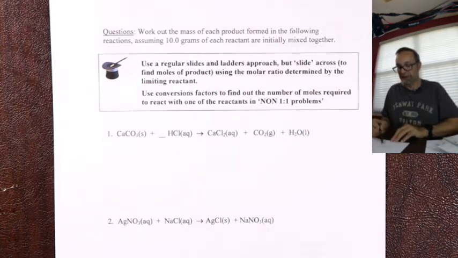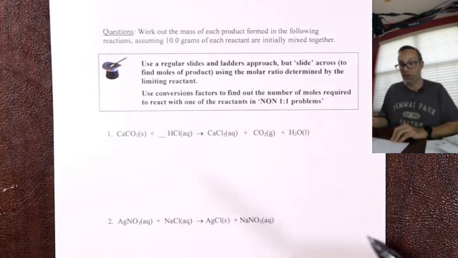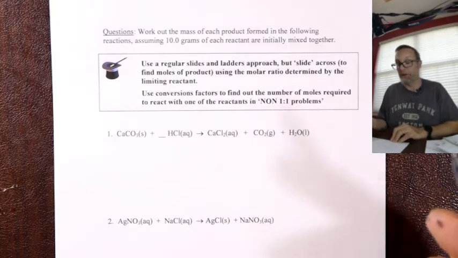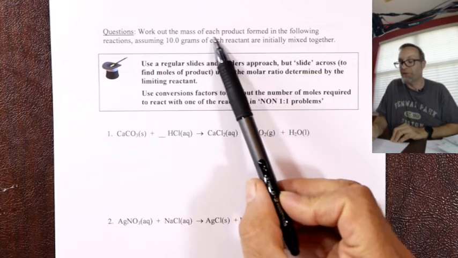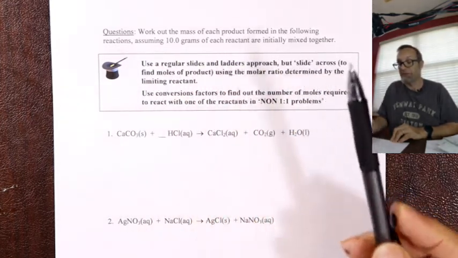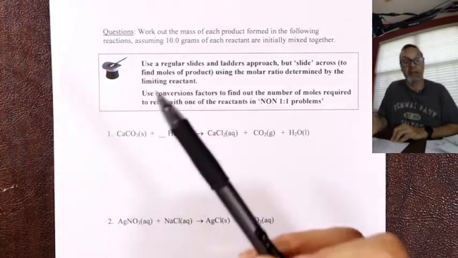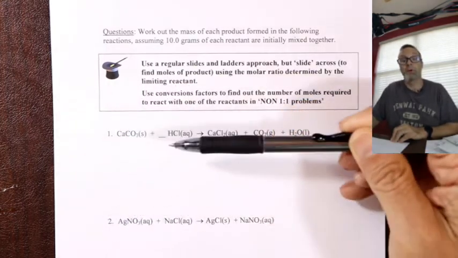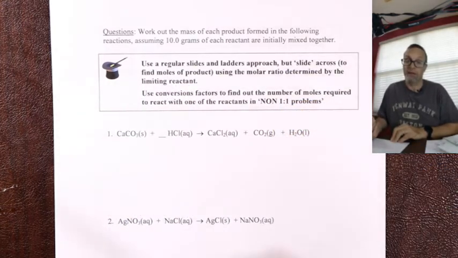10 grams of each reactant in each case in a test tube, and then figure out the theoretical yield of products, okay? So work out the mass of each product formed, the theoretical yield, assuming 10 grams of each reactant. The trick: use regular slides and ladders, but work out the moles of each reactant. Slide across with the one that runs out first, the limiting reactant.